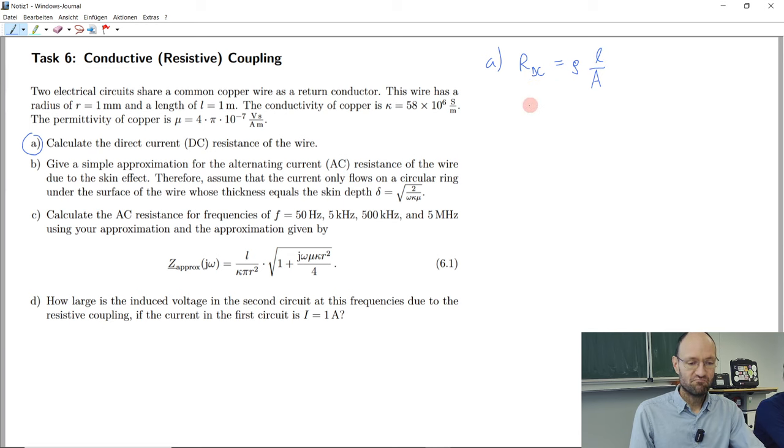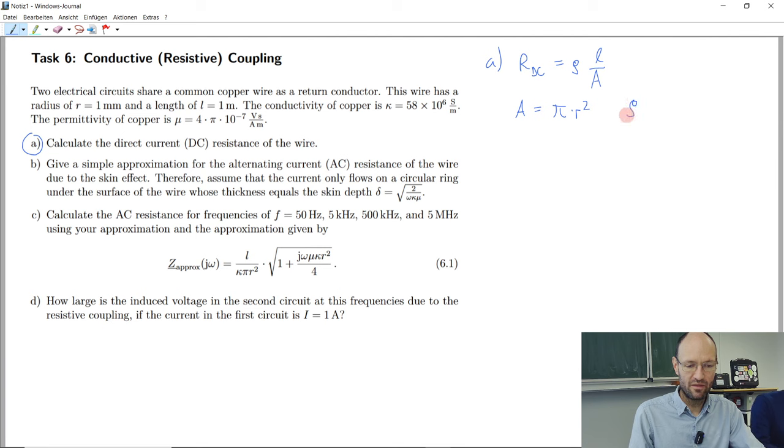Okay, so length we have. How do we get the cross-section area? We have a radius, right? And if a radius is given, then it's a circle. It should be a circular cross section. So how can we calculate the area? Yeah, pi multiplied with r squared.